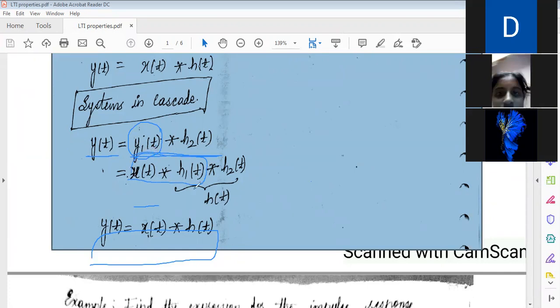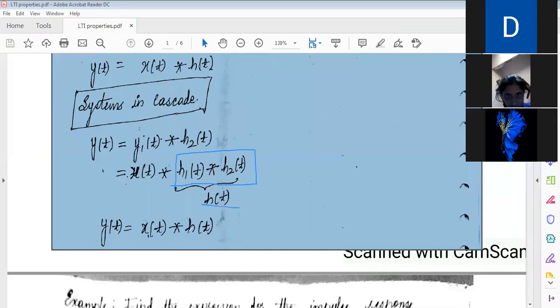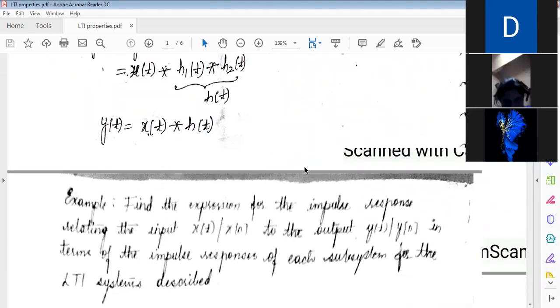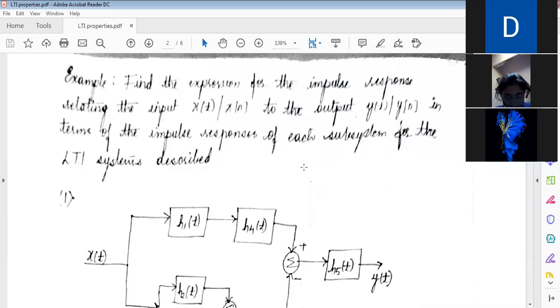Fine. So this I can simplify, and what I have done here is represent h1 of t convolved with h2 of t as h of t. So you finally get y of t equal to x of t convolved with h of t, where h of t is the impulse response of the overall system where two systems are connected in cascade. These are the two things you have to know when two systems are connected in parallel and cascade. Now based on that, I have taken two examples.